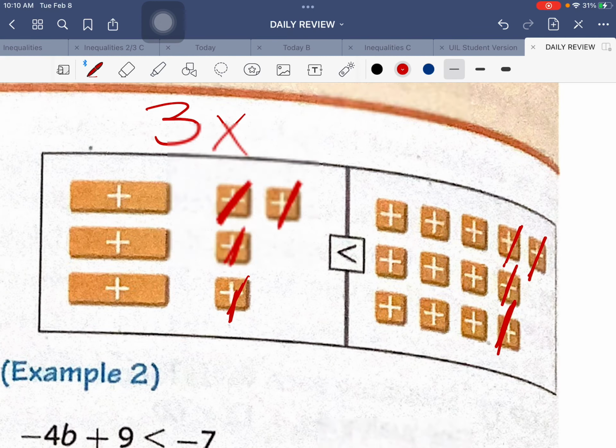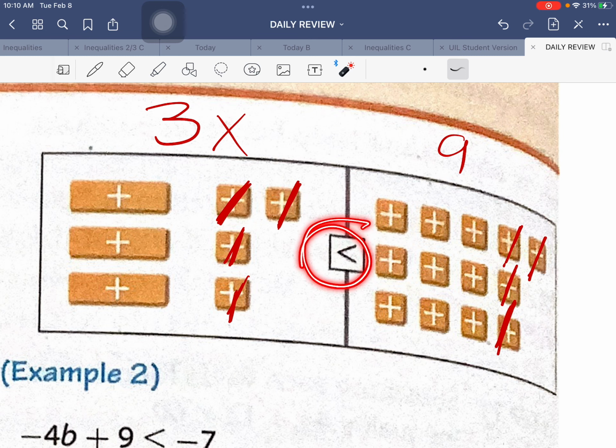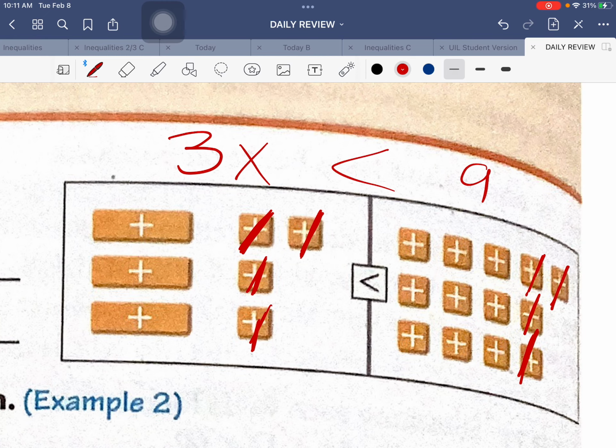And how many do I have on the right? 9, correct. Now, what am I missing? What symbol is this? Less than. That's what I'm missing, and that's what I'm going to have. Less than. There we go.